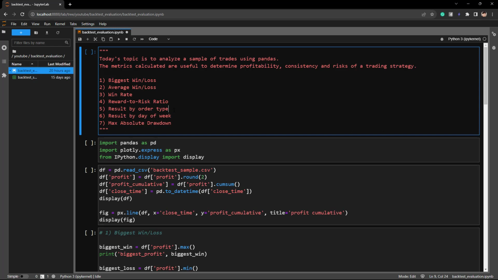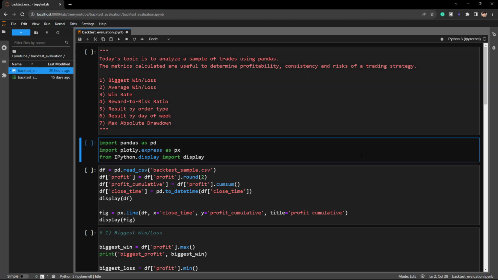Then we will calculate the results by the order type, in which case the order type means buy or sell order. Then we're going to have a look at the results by the day of week, which is Monday, Tuesday, Thursday, and so on. And then I'll show you how to calculate the maximum absolute drawdown on your strategy. So let's get started.